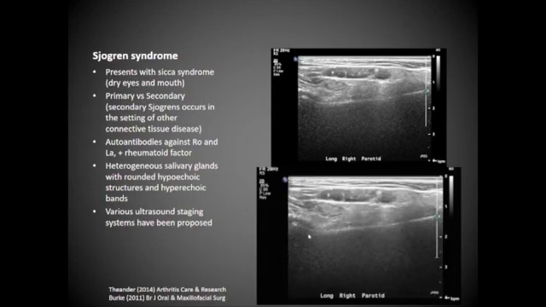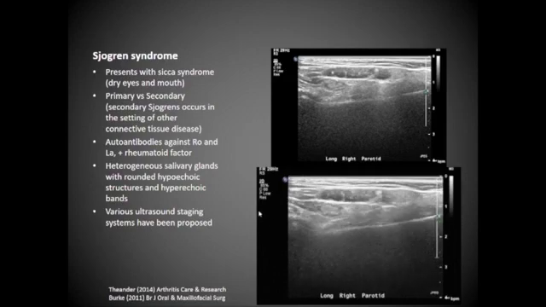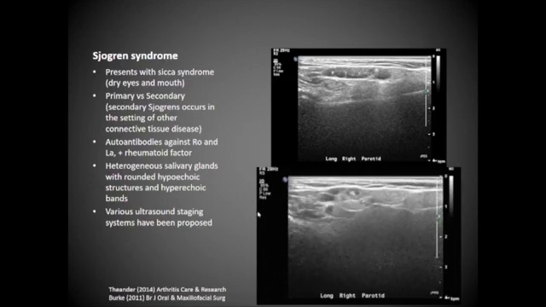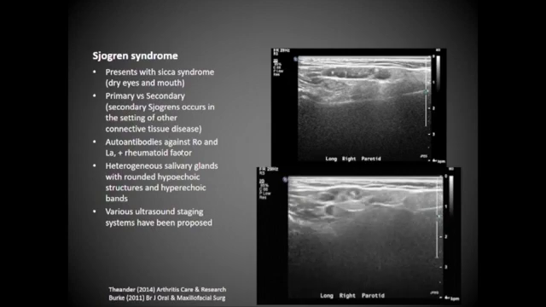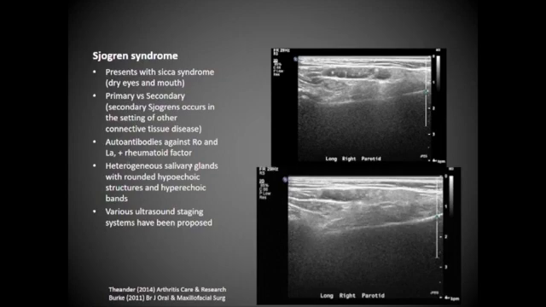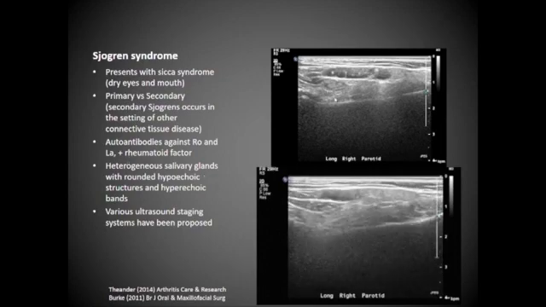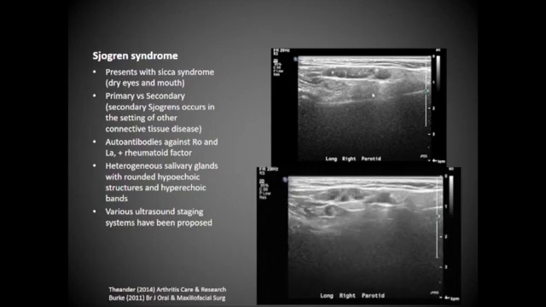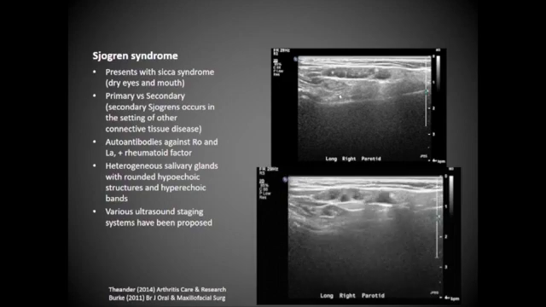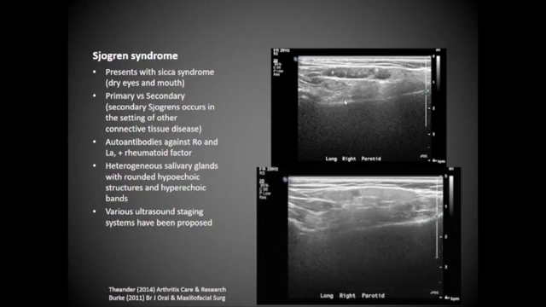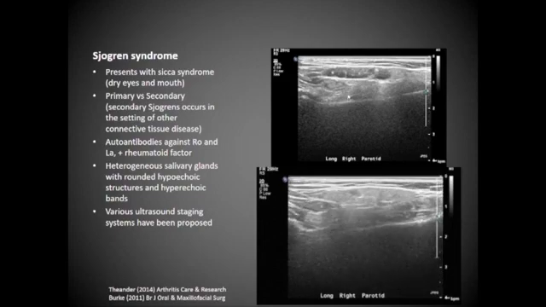Sjogren's syndrome, most common autoimmune condition you're going to see in the salivary glands, involves the major and the minor salivary glands. It can be primary or secondary. These are the autoantibodies that are often seen, as well as rheumatoid factor. And you get a heterogeneous sonographic appearance of the salivary glands with areas of hypoechoic foci that can be rounded with some intermixed hyperechoic linear bands. To some extent, it kind of looks like Hashimoto's of the parotid, although it may not be nearly as diffuse. It may be a little bit more patchy.